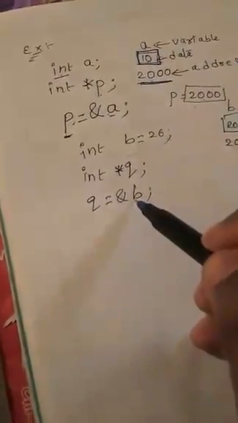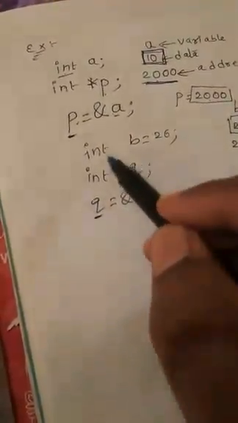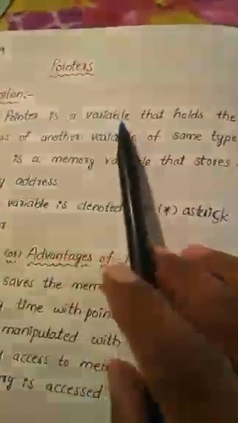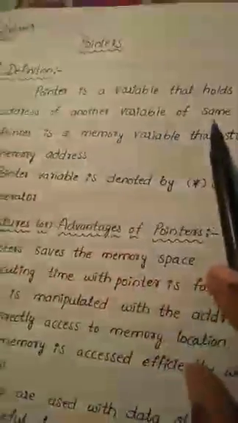So the address of b is stored in q. What is q? A pointer variable. So what is a pointer? It is a variable that holds the address of another variable of the same type.